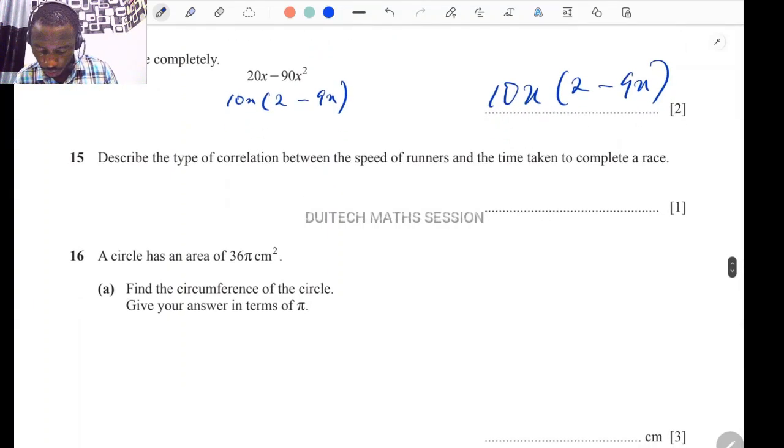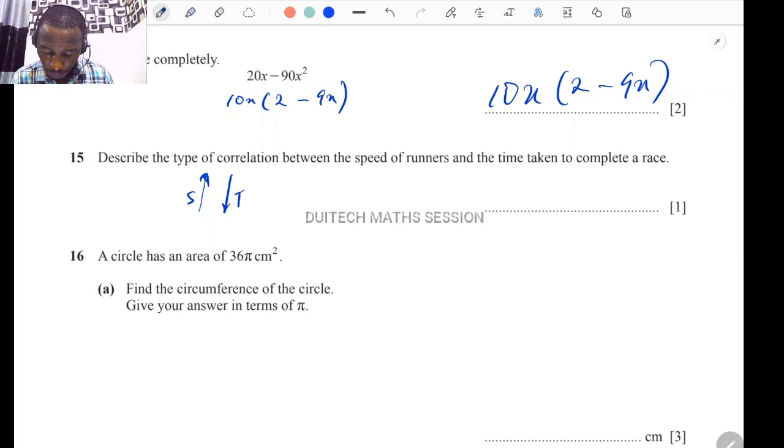Describe the type of correlation between the speed of a runner and the time taken to complete the race. The speed and the time are negatively correlated, because the higher the speed, the lower the time. If a vehicle is running at 4 km/h and another is running at 10 km/h, which of the vehicles will get there on time? The one running at 10 kilometers per hour. So the higher the speed, the lower the time, right? The time and speed are in opposite directions.